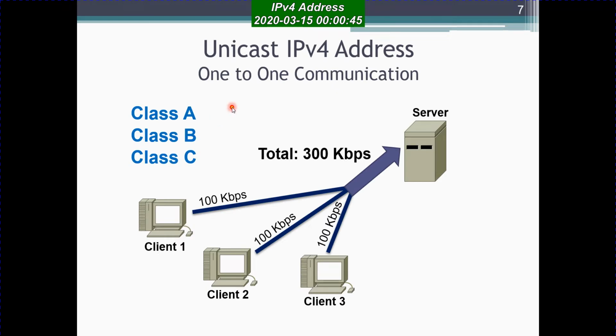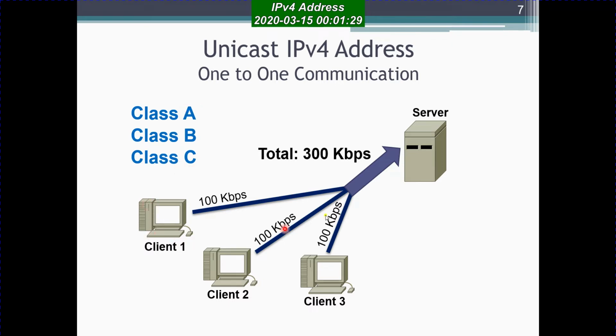So let's start with the first one, unicast IPv4 address, or the one-to-one communication model. This type of communication is implemented using the first 3 classes, class A, class B, and class C IPv4 address, which means that an IPv4 address in any one of these 3 classes can establish one-to-one communication with another IP address in any one of these 3 classes as well. Of course, here we mean a host assigned an IP address in any one of these 3 classes. That host can establish one-to-one communication with another host which has an IP address in any one of these 3 classes.